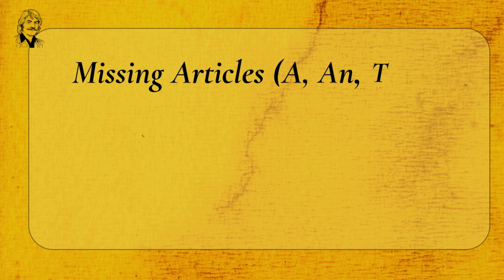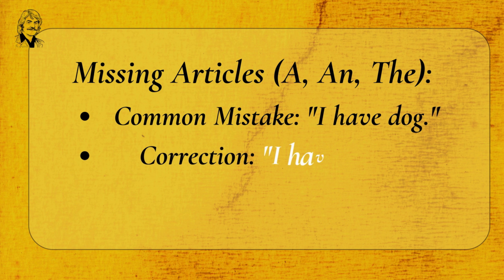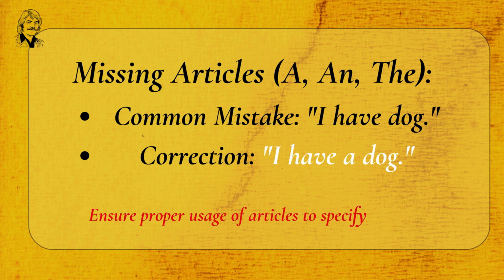Missing articles a and the. Common mistake: I have dog. Correction: I have a dog. Ensure proper usage of articles to specify nouns.